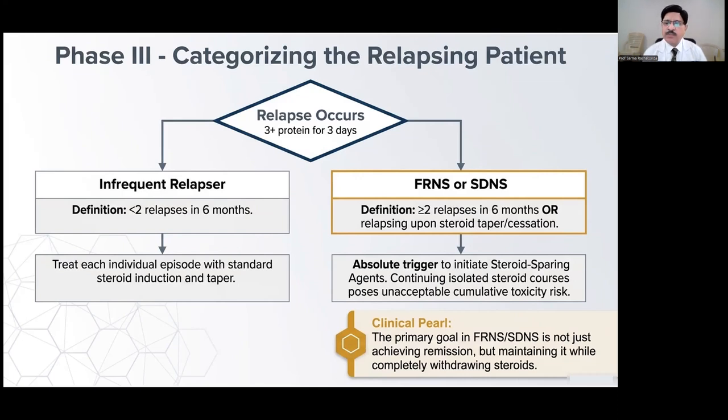Primary goal is frequently relapsing nephrotic syndrome. Steroid dependent nephrotic syndrome is not just achieving remission, but maintaining it while completely withdrawing the steroids. So that is the pearl: you achieve a remission, but you should be able to sustain the remission. Then only you say steroid has worked.